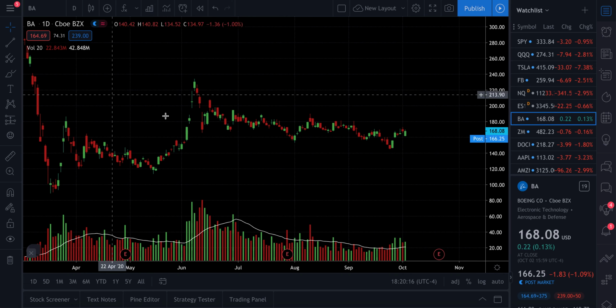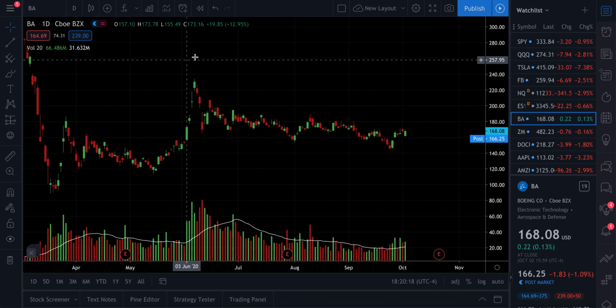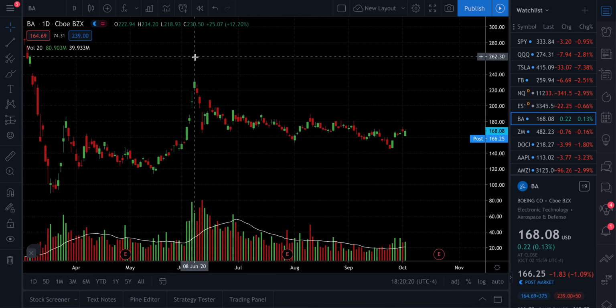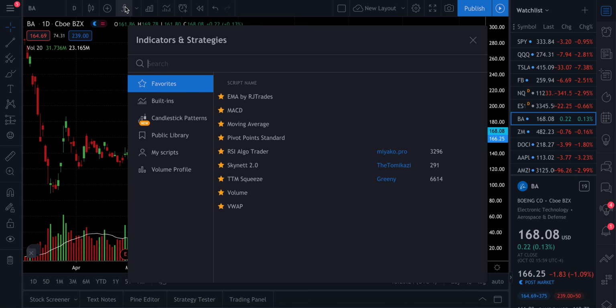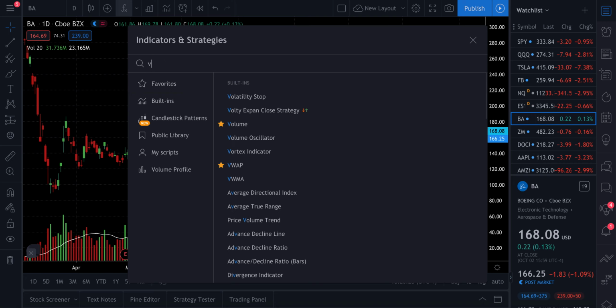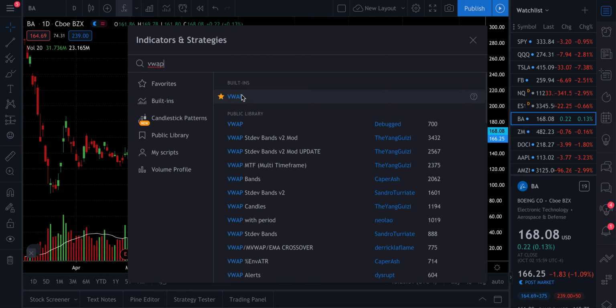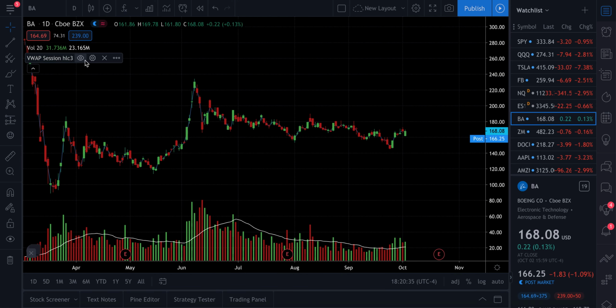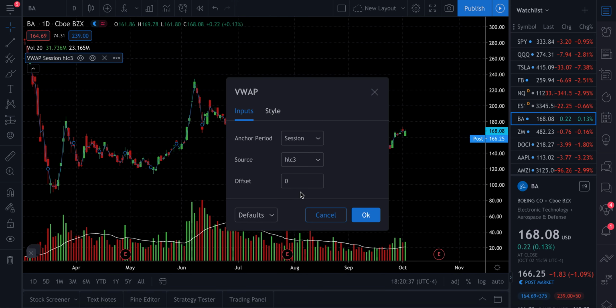So this is TradingView, free. If you are new, we'll just start from the basics and add the VWAP. Let's go to the indicators, and I already have VWAP, but otherwise you can just search VWAP and click here and it will add it. So here the source is high, low, close, divided by 3. That's a source, but you can use open, close, high, low, or high, low divided by 2, whatever you want.